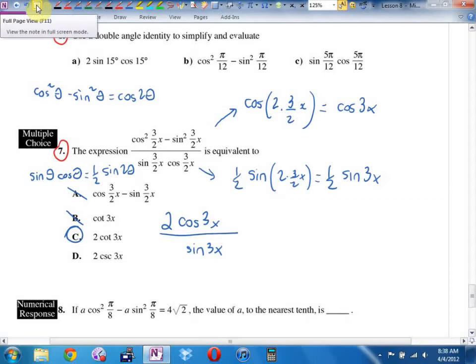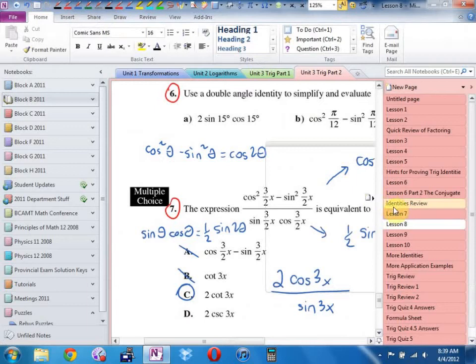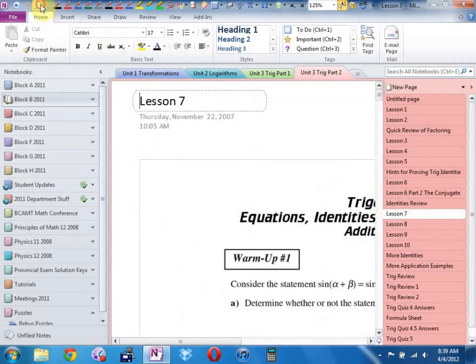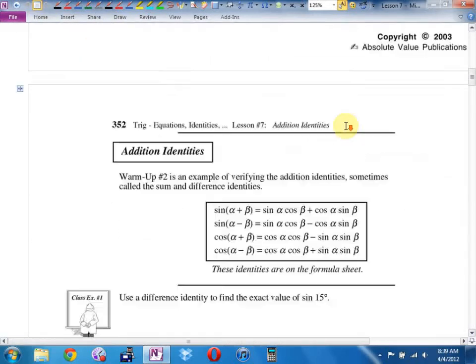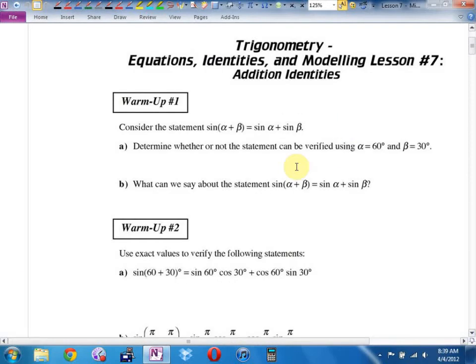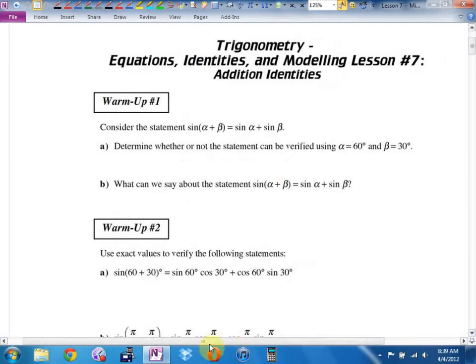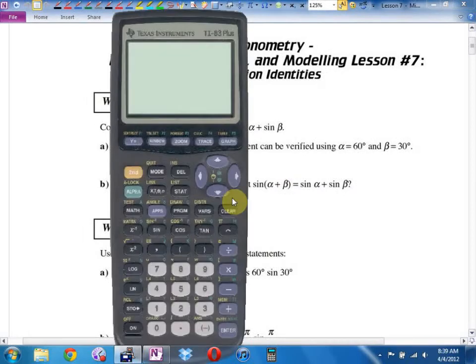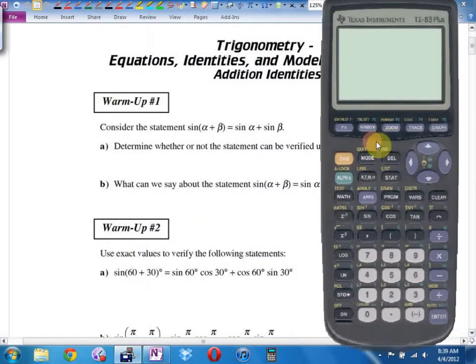We skipped lesson 7 to do lesson 8 because it was a short lesson. Lesson 7. Can you turn to lesson 7, please? Page 351. And also, again, get out your calculators and pick up things that you've dropped on the floor.